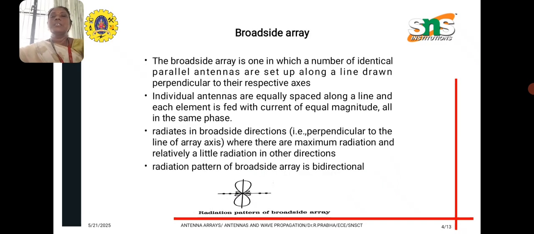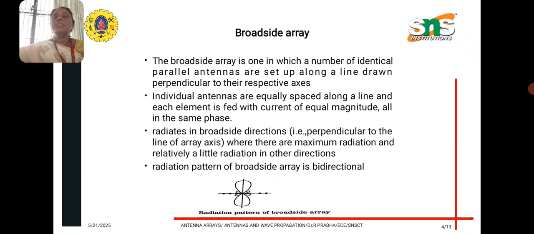So now we discuss one by one. The first category is the broadside array. The broadside array is one in which a number of identical parallel antennas are set up along a line and they are drawn perpendicular to their respective axis. The individual antennas in a broadside array are equally spaced along a line, so they come under the category of linear antennas.